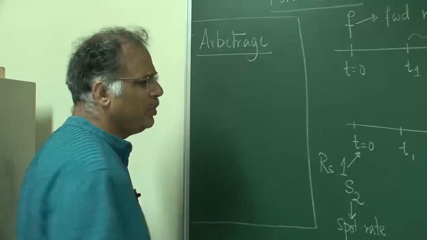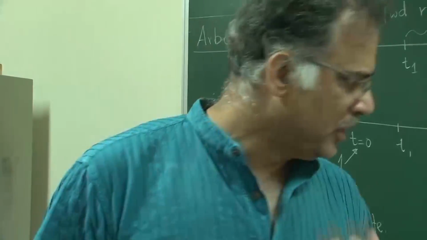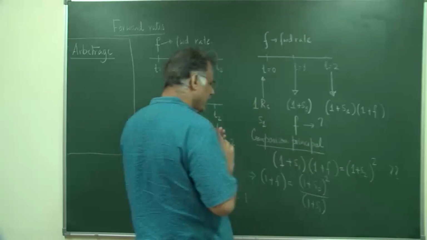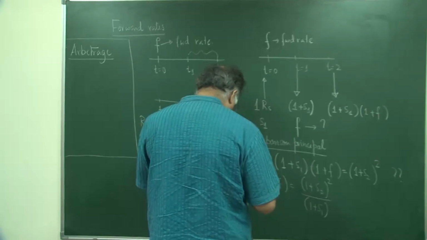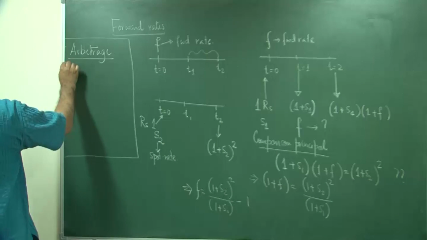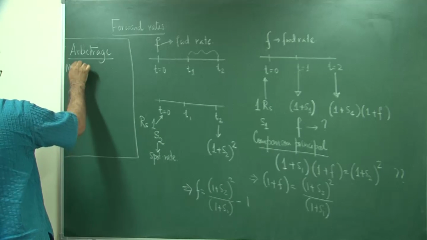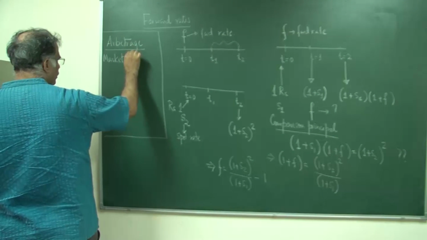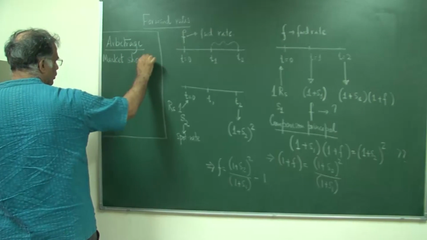So the market should be free of arbitrage. The comparison principle tells us that if you evaluate F in this way, there will be no arbitrage in the market. I will tell you what arbitrage is. We will use this concept in much detail later on.